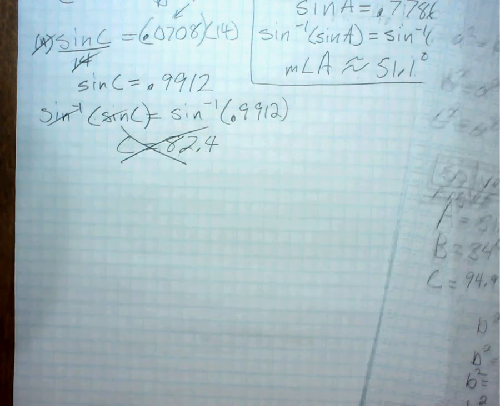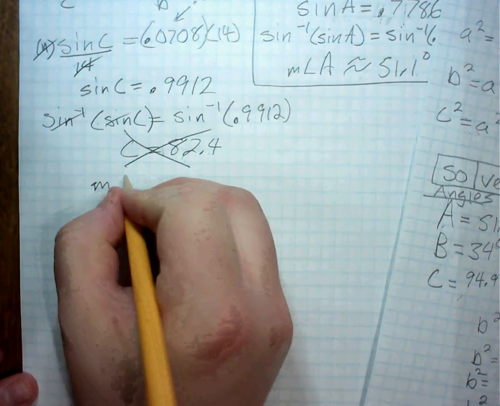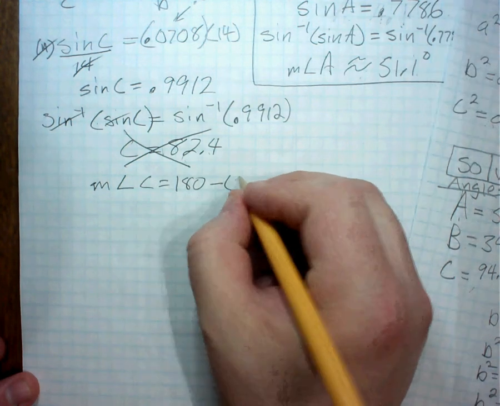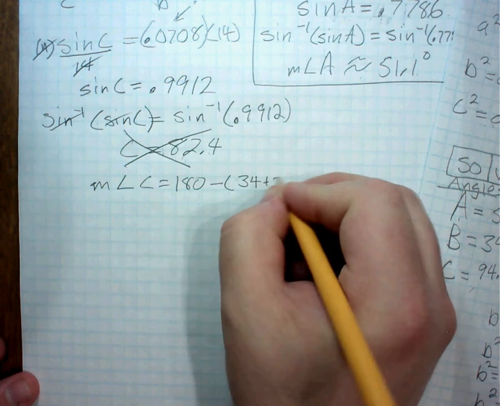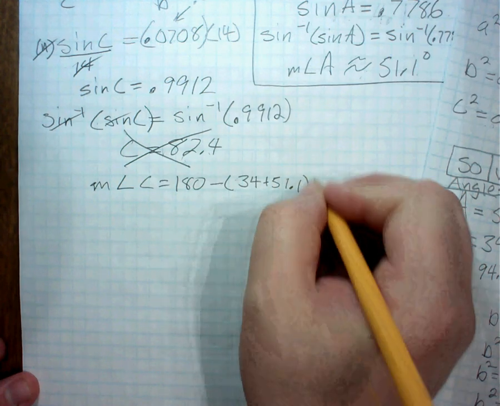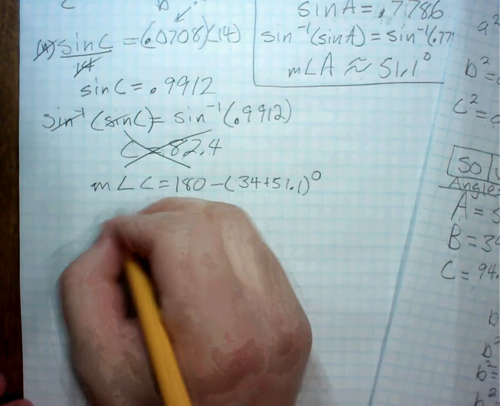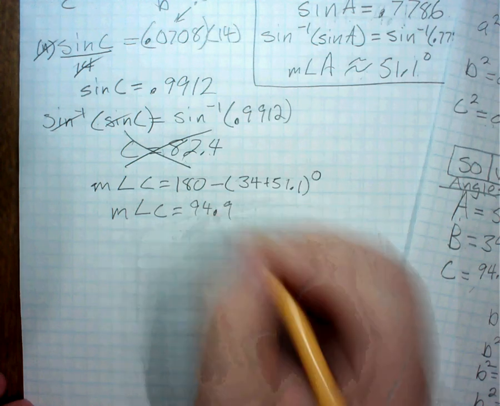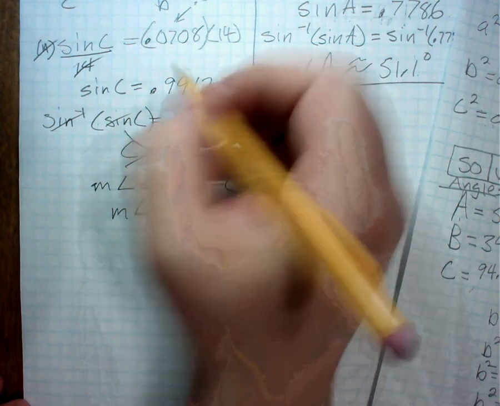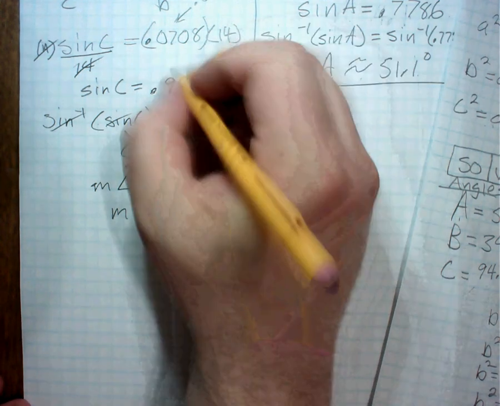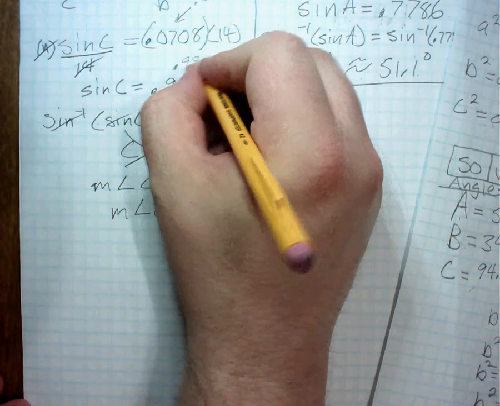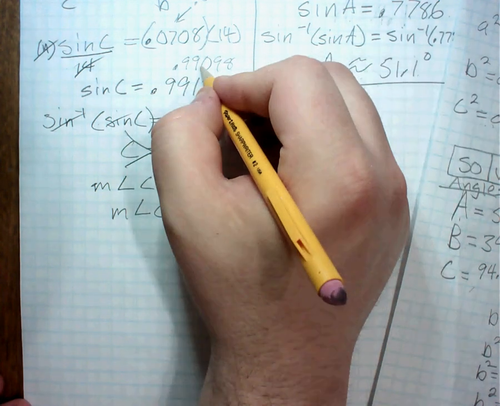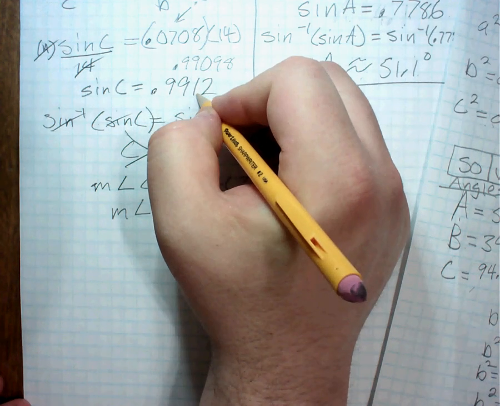What we should have done to find C, the measure of angle C, is equal to 180 minus the 34 plus 51.1, and that would be okay. That would give me the measure of angle C is equal to 94.9. And the reason these are off just a little bit is because when I multiplied this number by 14, I got 0.99098 something something something. So this would round to 910, where before, when I rounded before, I got 912.